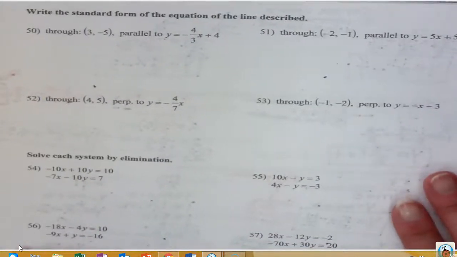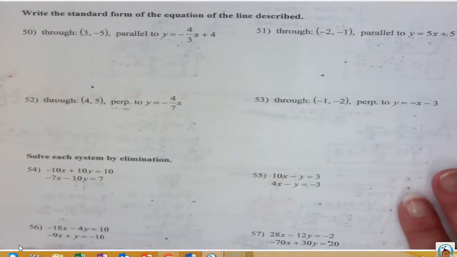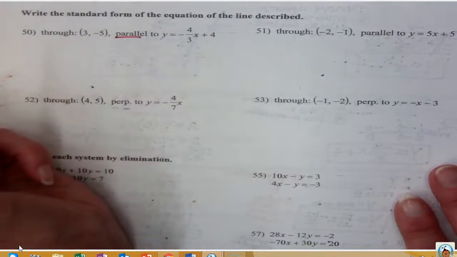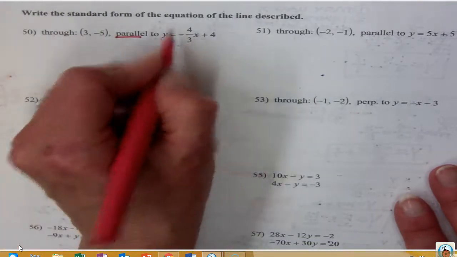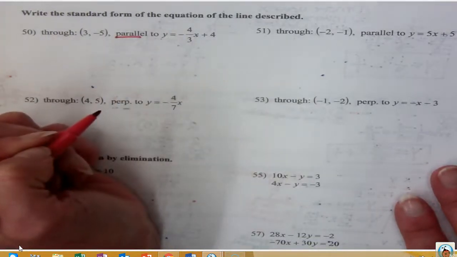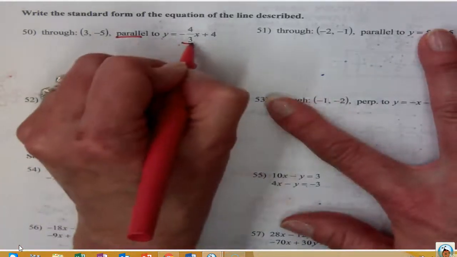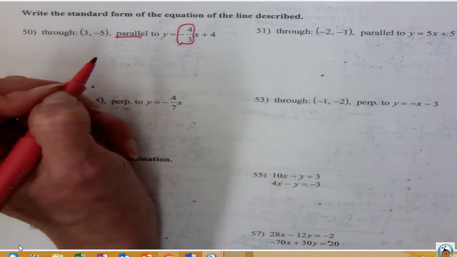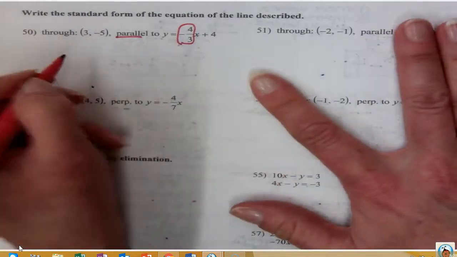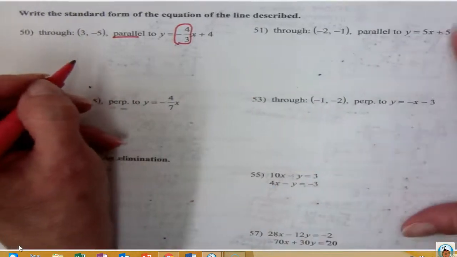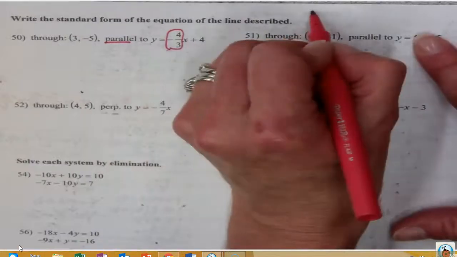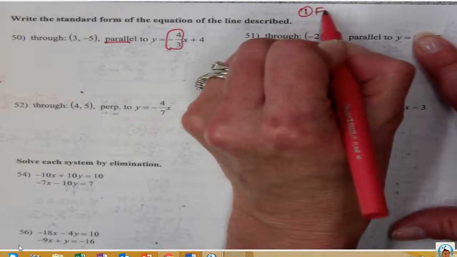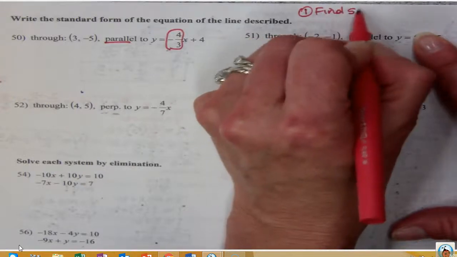Alright, let's see. So, again, write the standard form of the equation of the line described, but now we're saying, okay, it's parallel to this. So we don't have to find the slope. They've given us the slope. It's parallel, so we know that this is our slope. So that actually takes one step out of the equation. So now what is our first step? Since we have our slope, now we've got to find slope, which we have.